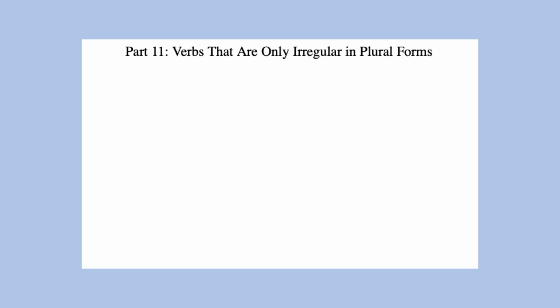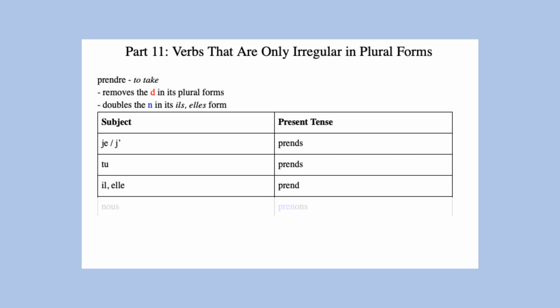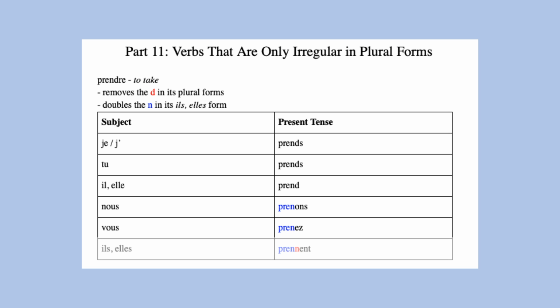Some verbs are only irregular in their plural present tense forms, such as prendre. It removes the D in its plural forms and doubles the N in the plural elle form. Prends, prends, prend, prenons, prenez, prennent.